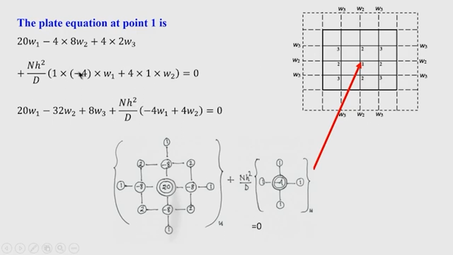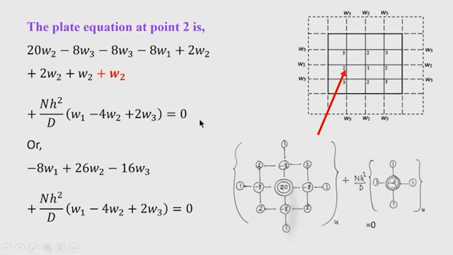So, this minus 4 into W1 plus the other four, which are all the same value, W2. So, it is written 4 into 1 into W2. So, this equation is now obtained like that. So, this is equation 1.